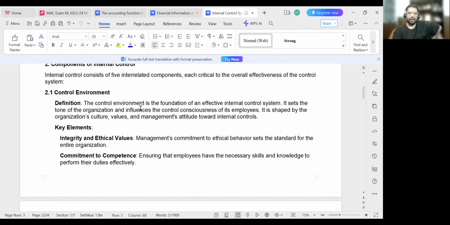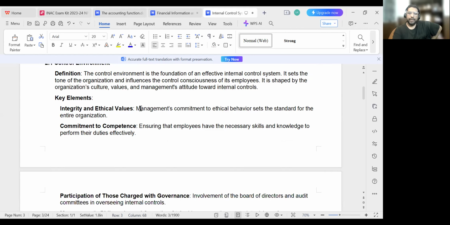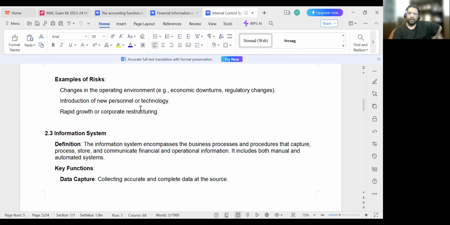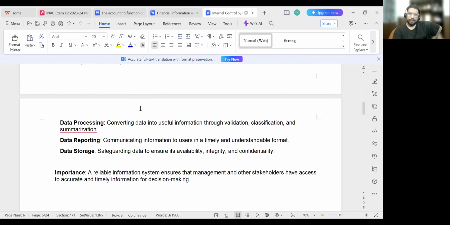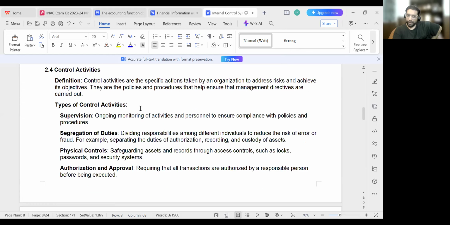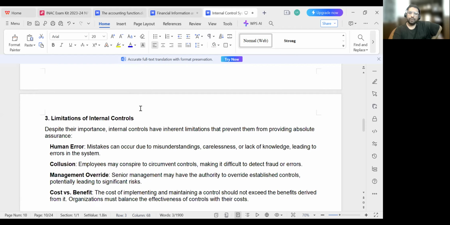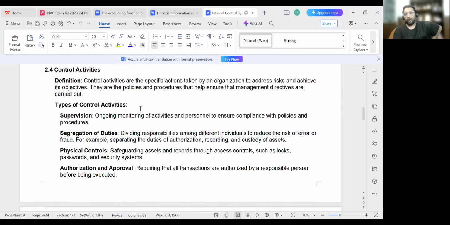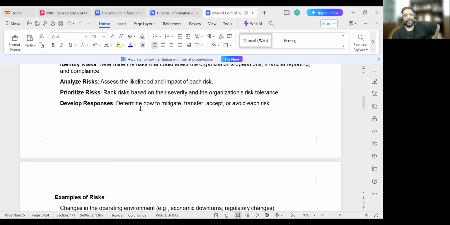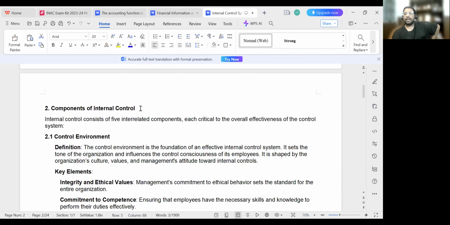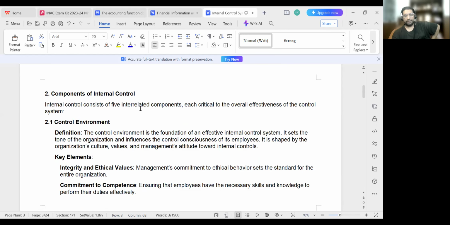So we have the control environment, we have the risk assessment process, we have the information system, we have control activities, and we have monitoring of controls. All of those things add up together to make the internal control system. That's why we call them components of the internal control system.